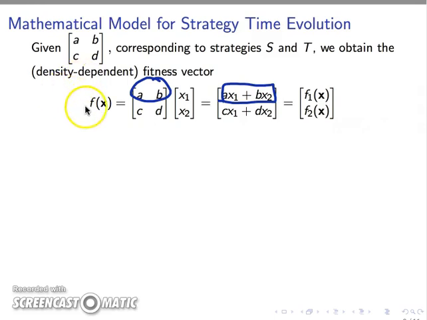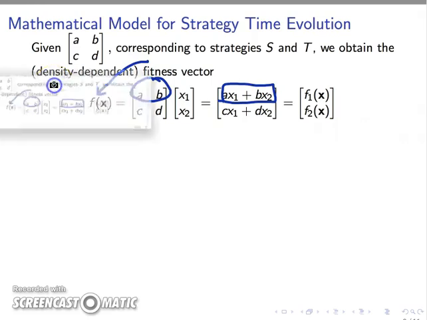So the important thing is that this vector here is going to be considered a fitness vector, a vector that stores the values of fitness, and that vector depends on the densities of individuals in x1 and individuals in x2. So this is a case of density dependent fitness.